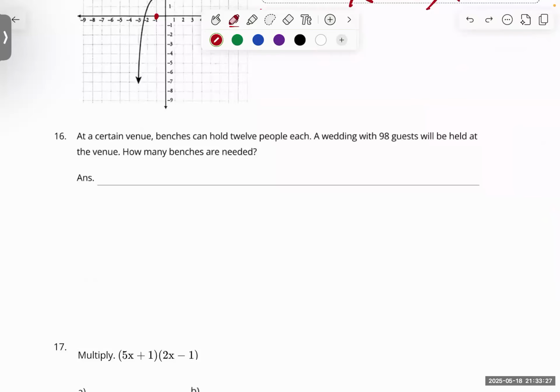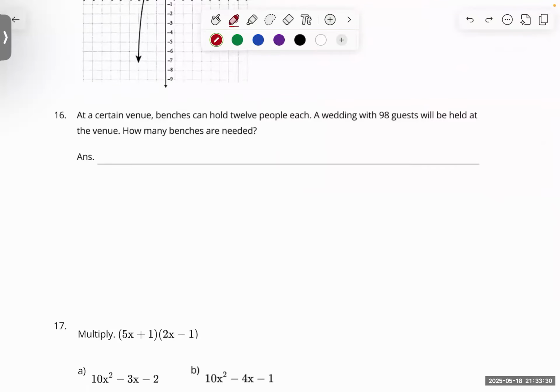At a certain venue, benches can hold 12 people each. A wedding with 98 guests will be held at the venue. How many benches are needed? Okay, so we're essentially taking 98 and we need to split it amongst 12 people because we're looking for how many benches we need. So in your calculator, type in 98 divided by 12. That's 8.166 repeating, right? So let's use our logic here. We need a little bit more than 8 benches.